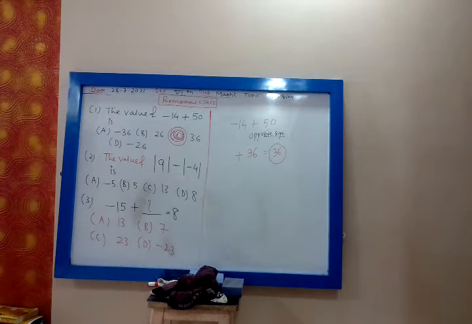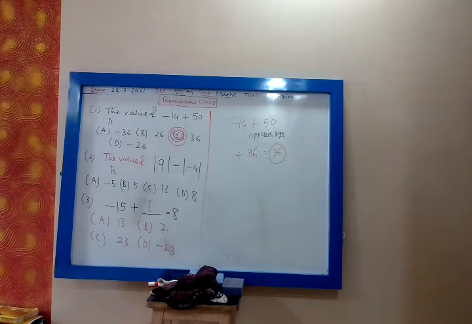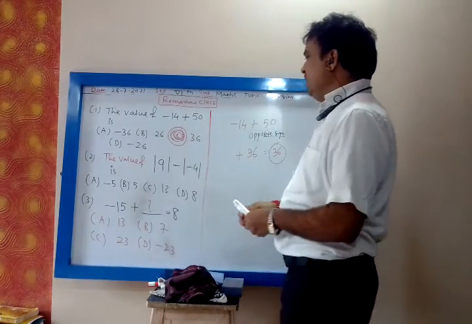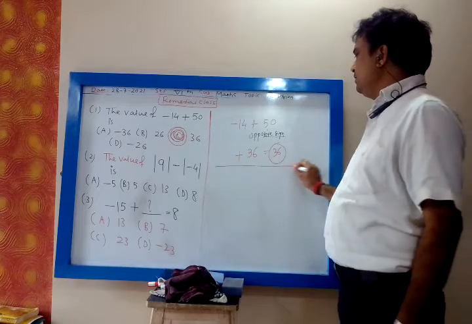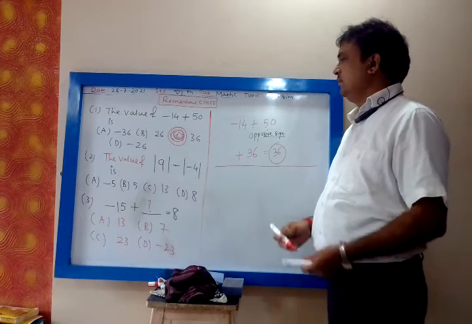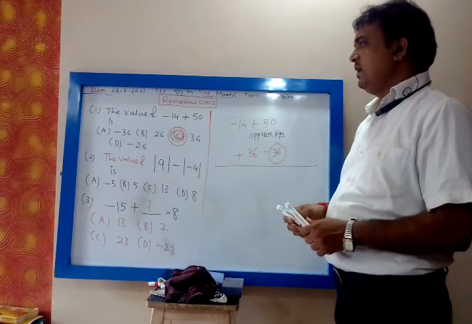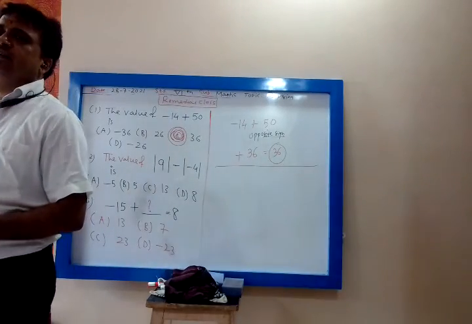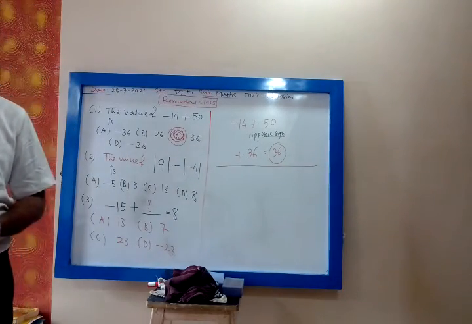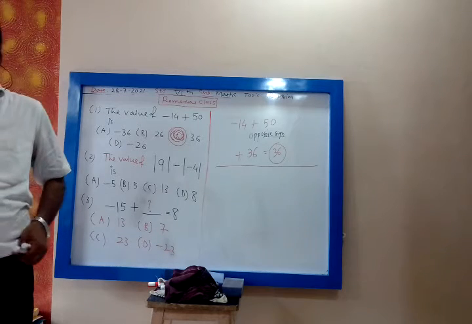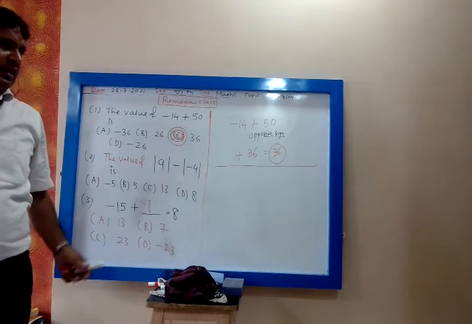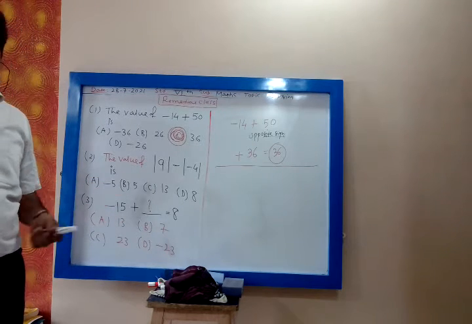Go for next. Second one. Absolute value of 9 minus absolute value of minus 4. So remember. Yes, tell me the answer. Roll number 13 of division B, what is the answer? Answer is 5. Okay, let us check the answer.